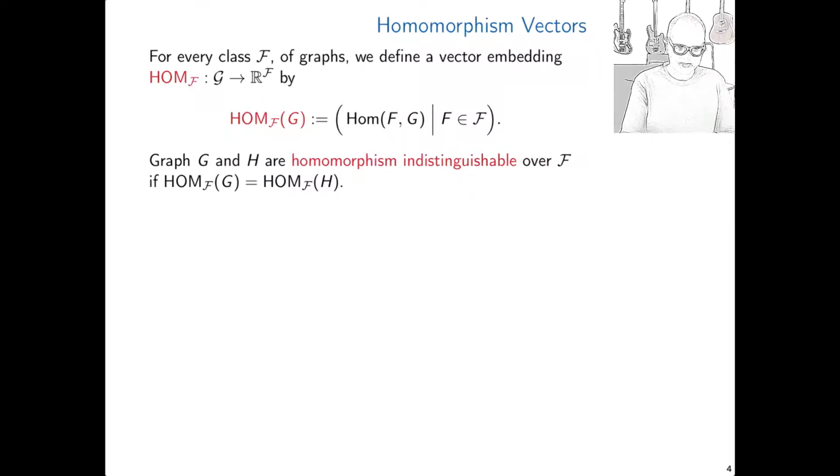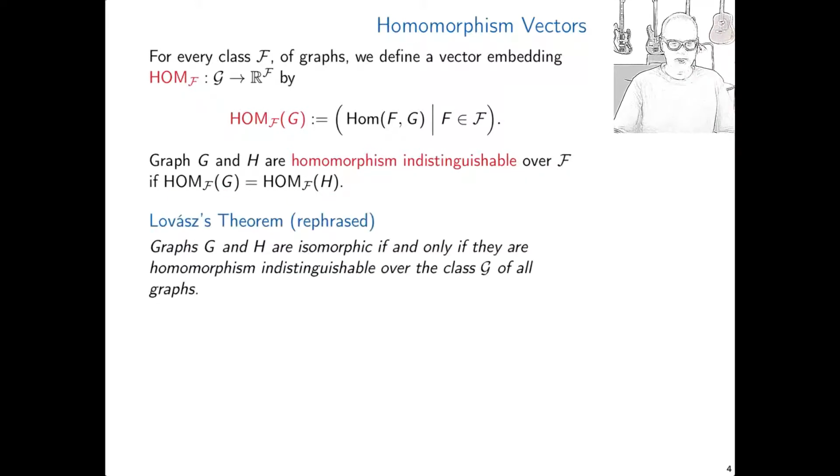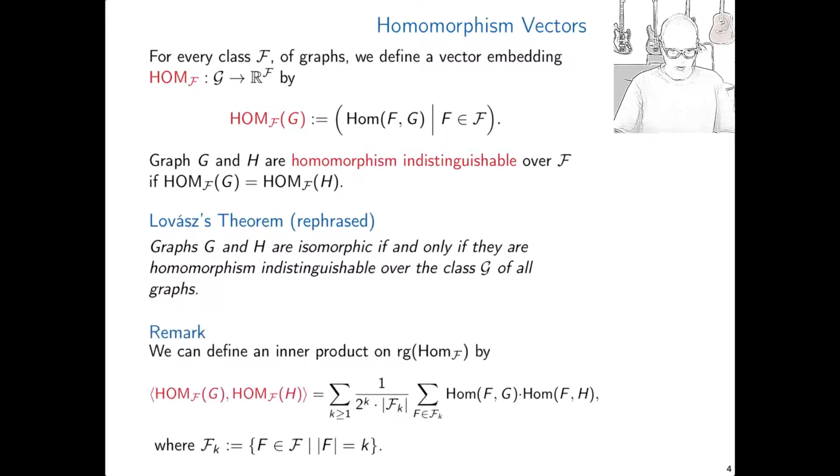In particular, we say that graphs G and H are homomorphism indistinguishable over the class F if they are mapped to the same vector. So we can rephrase Lovász's theorem from the first slide by saying two graphs G and H are isomorphic if and only if they are homomorphism indistinguishable over the class of all graphs. And one more remark. I said we wanted to embed into Hilbert spaces where the crucial ingredient is an inner product. And indeed, we can define an inner product on the range of these homomorphism vectors by taking pointwise products and then scaling them appropriately.